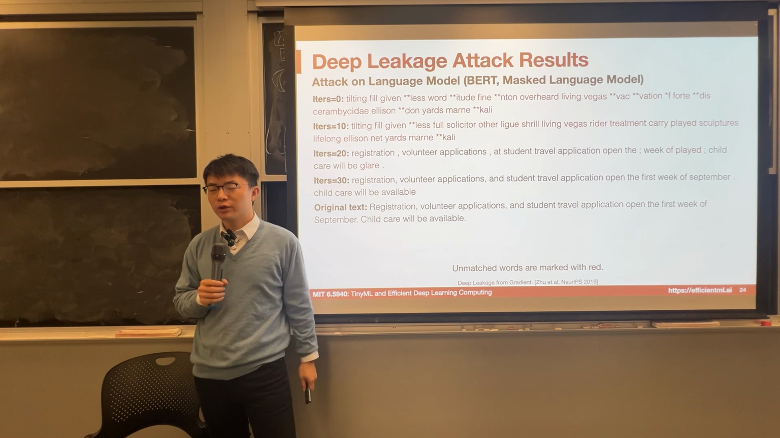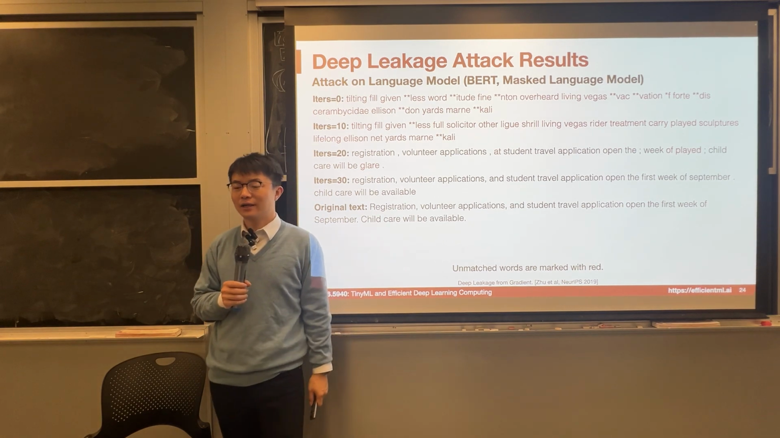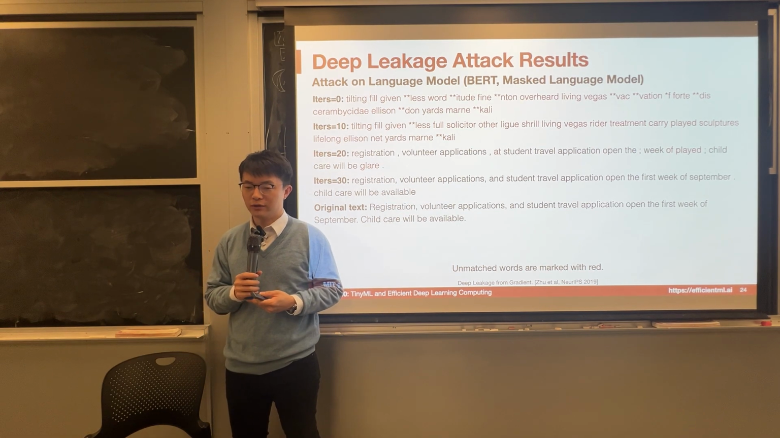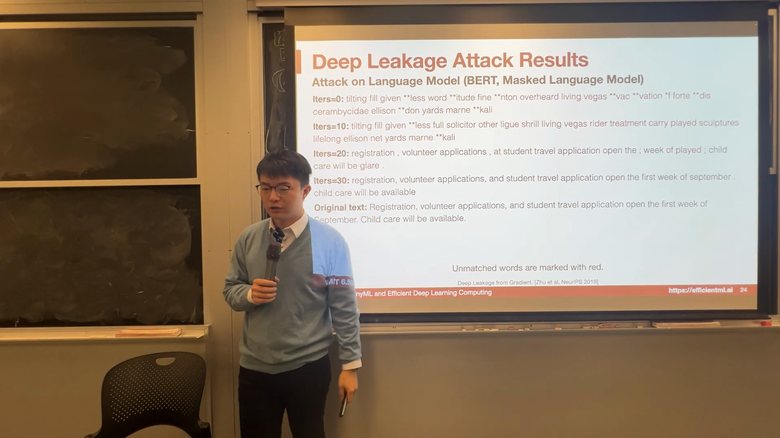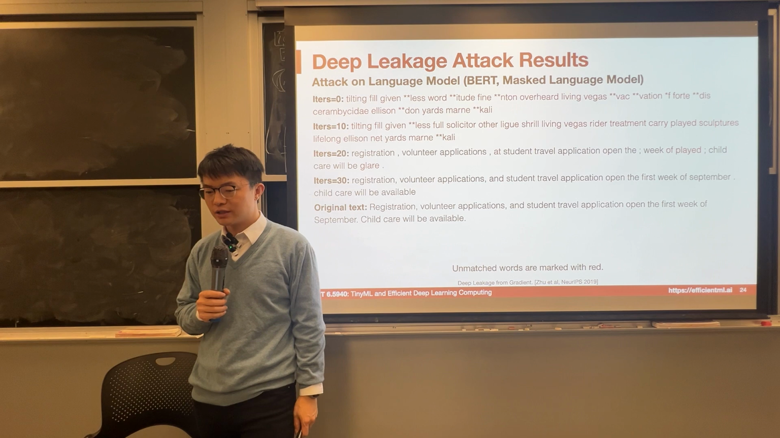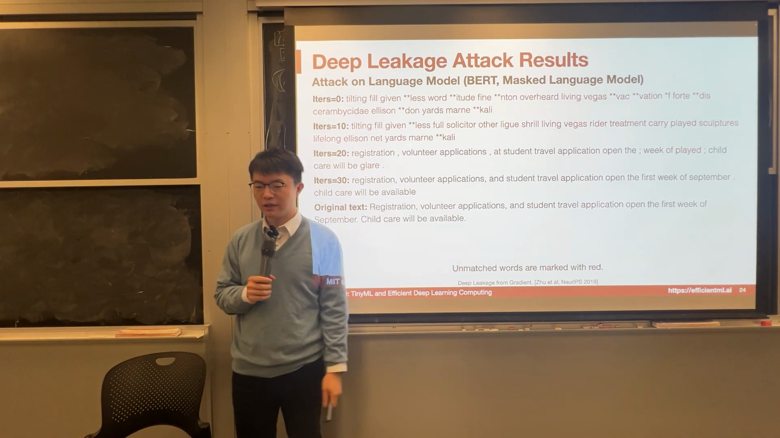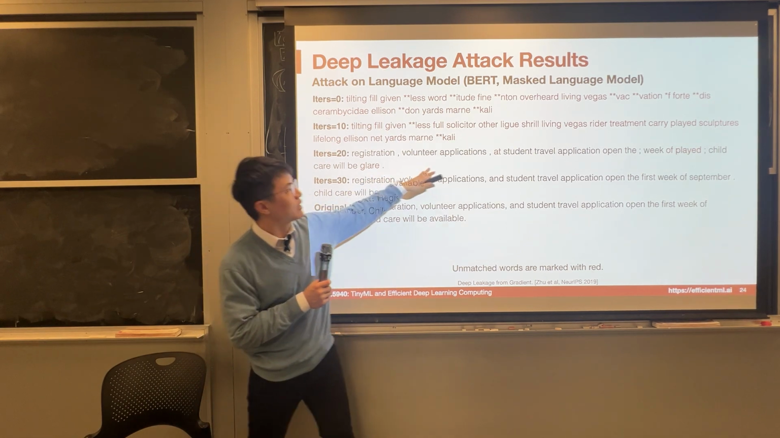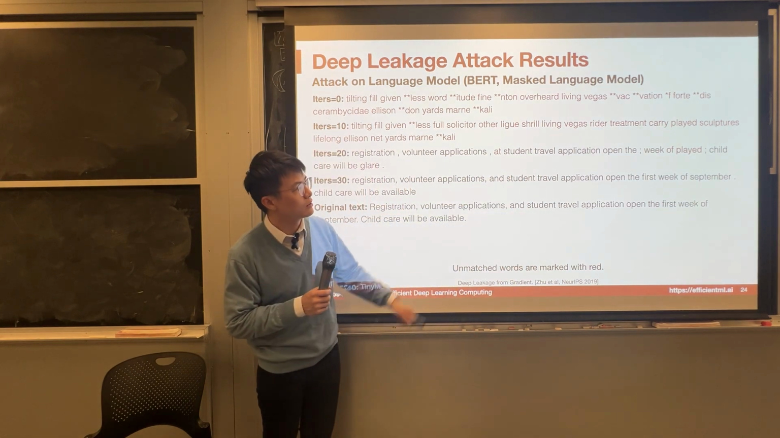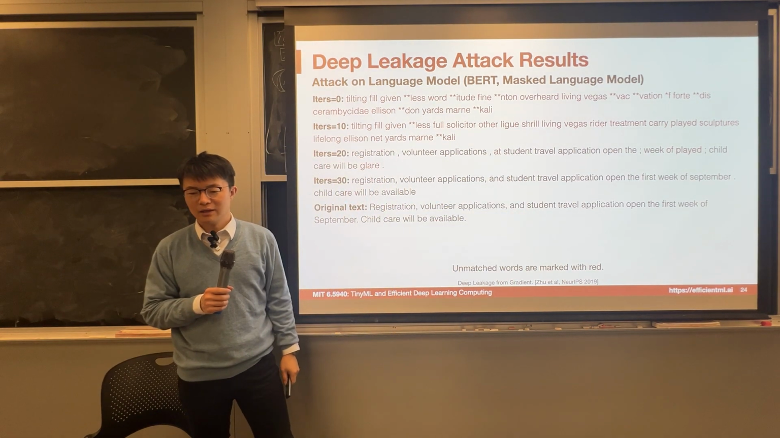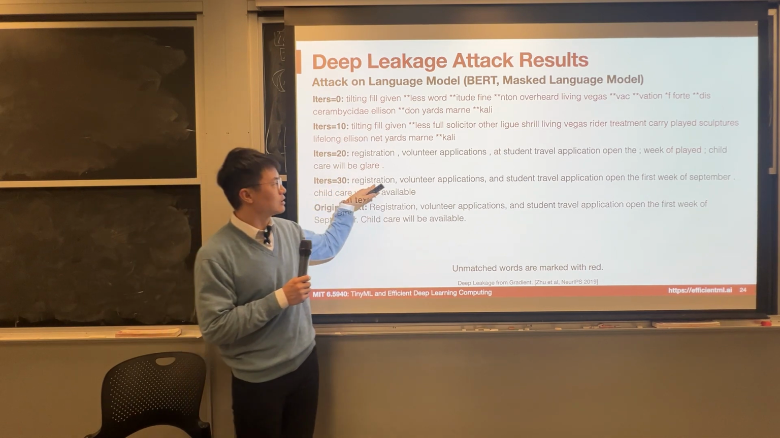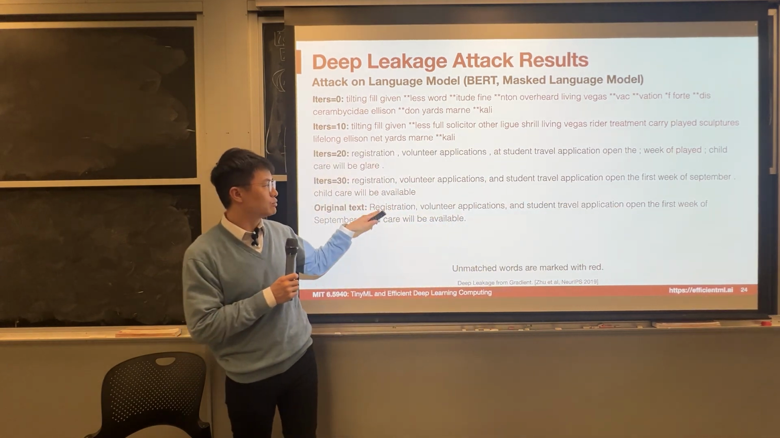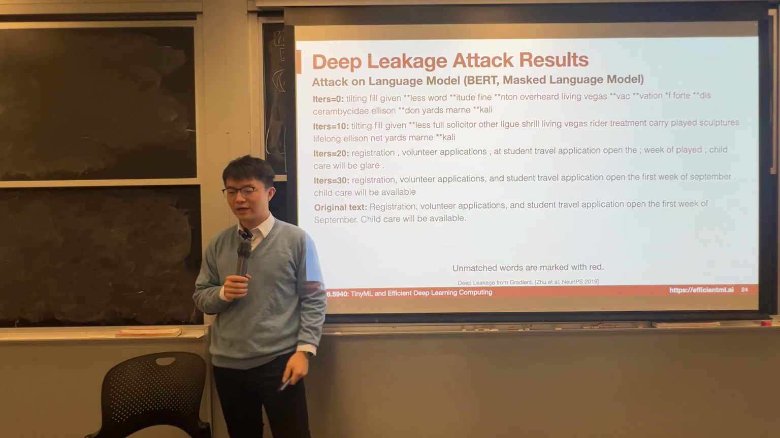And it works well not only for vision tasks, but we can also attack a language model. Here we show the result on BERT. We learned that BERT is a masked language model. At iteration 0, it says "a tiling field given less word something fine." It's not correct. It's randomly initialized. After 20 iterations, it's somehow getting correct, like "registration, volunteer application at student level, travel application open the week of played." It still contains some errors. But after 30 iterations, it says "iteration, volunteer application, and still travel applications open the first week of September." It's already pretty close to the original text.